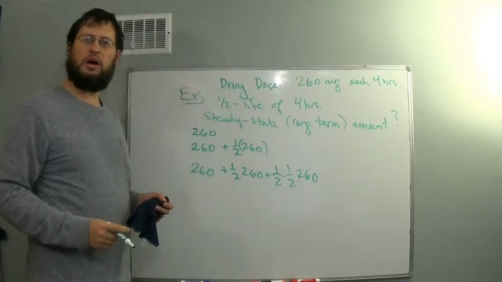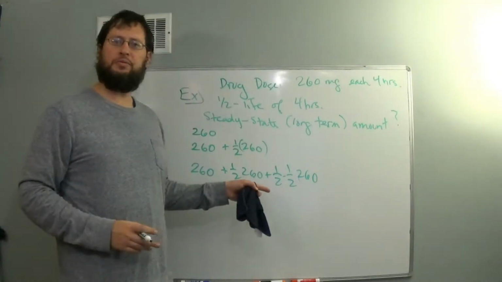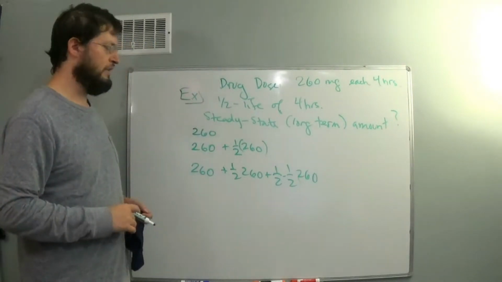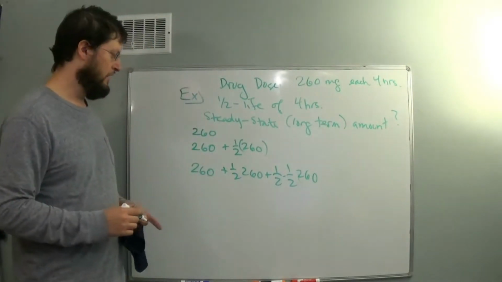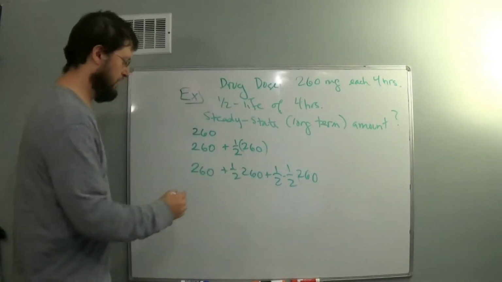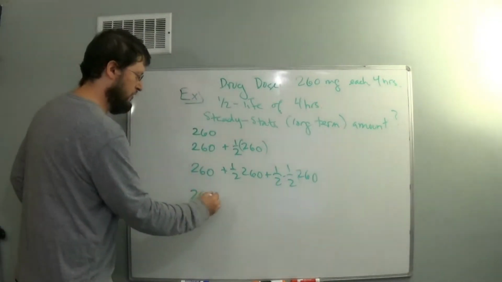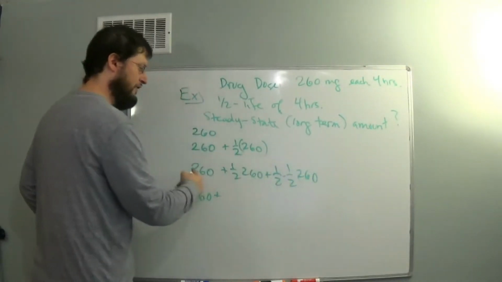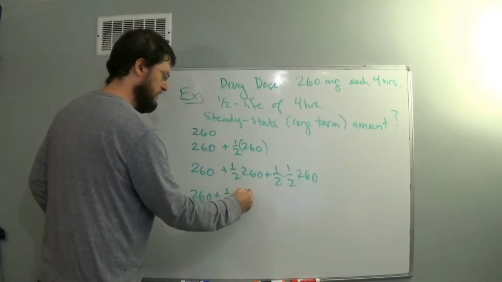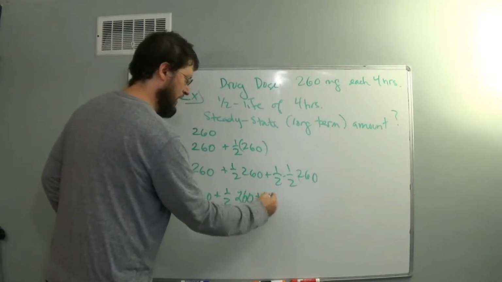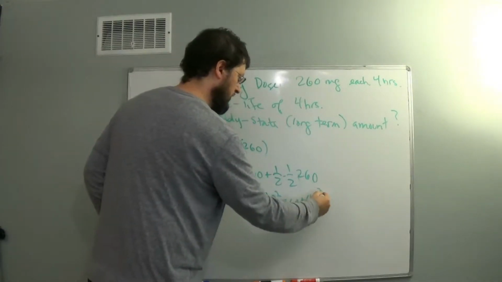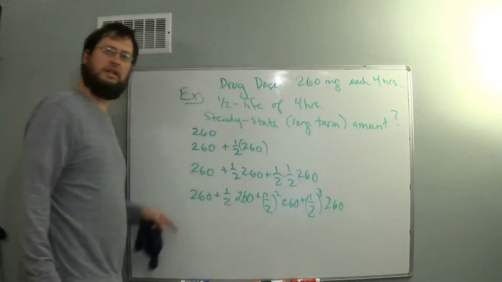This should remind you of the process that we use to develop the whole formula, A over 1 minus R. This is exactly the same thing. So this is 260 plus 1/2 of 260 plus 1/2 squared of 260. The next one will be the next dose plus 1/2 of all of this stuff. But 1/2 of all of this stuff is 1/2 of 260 plus 1/2 squared of 260 plus 1/2 cubed of 260. And we can see the formula.